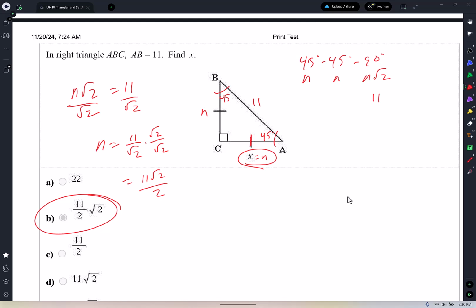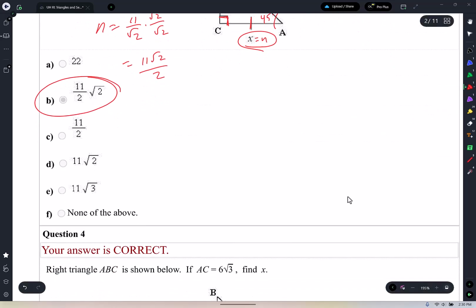Oh, I saw this, and then there's a right angle here. So an isosceles right triangle. So if it's an isosceles right triangle, 45, 45, 90. Okay. All right. Let's go to the next one.